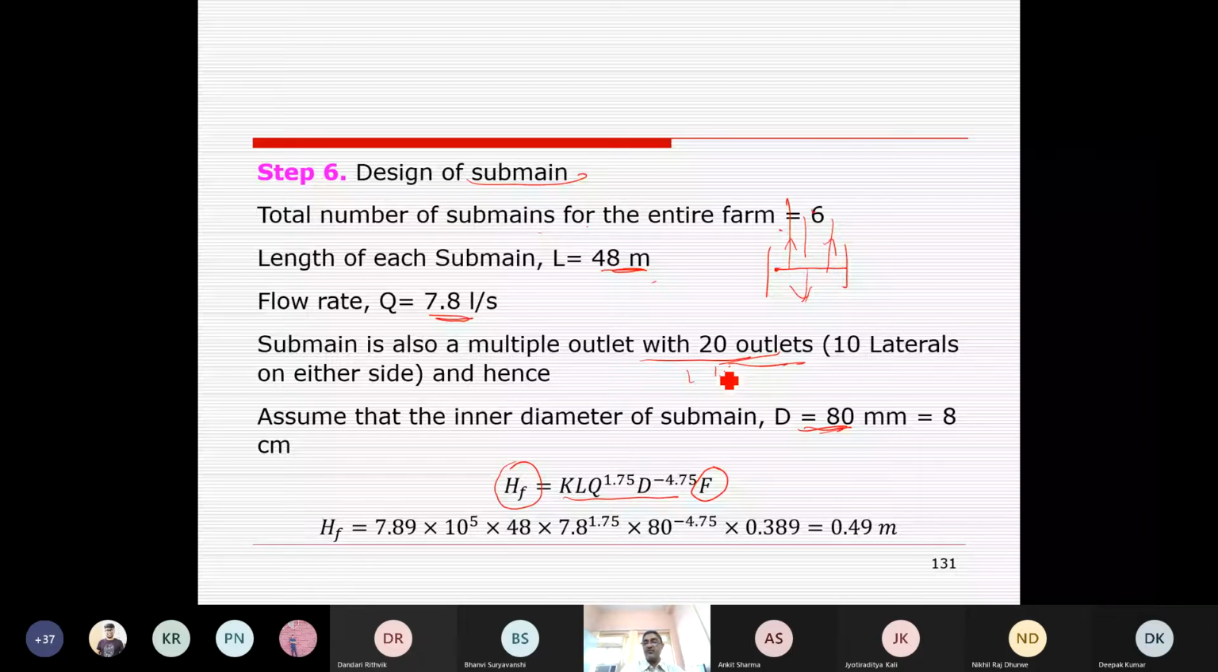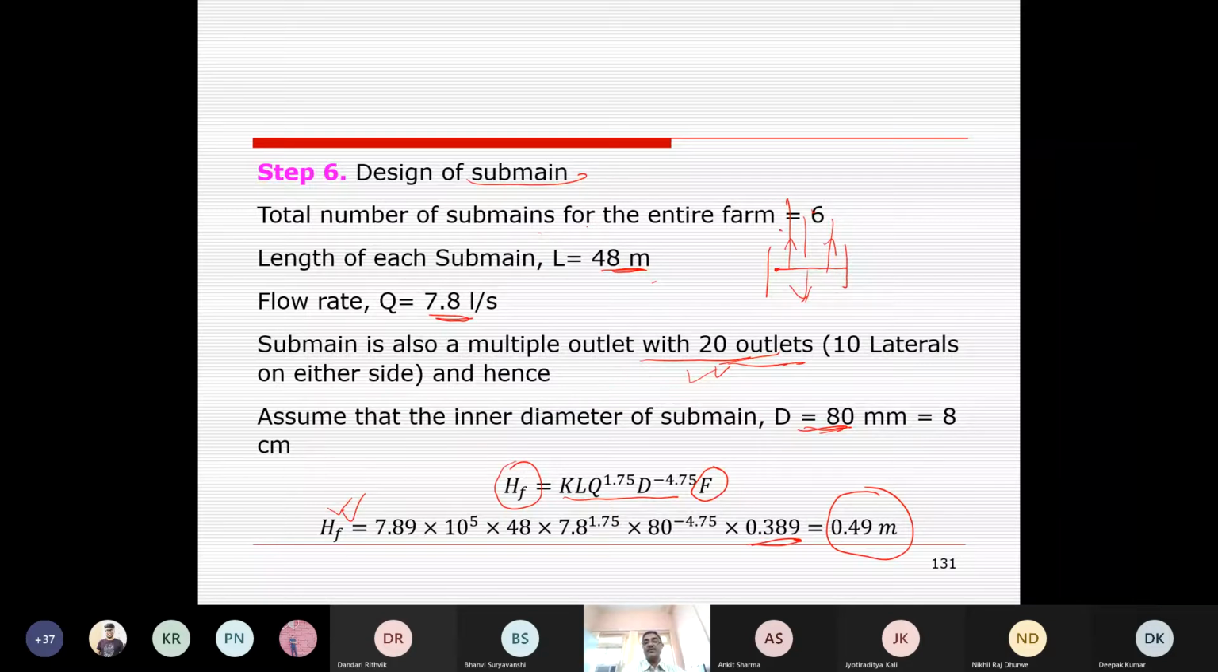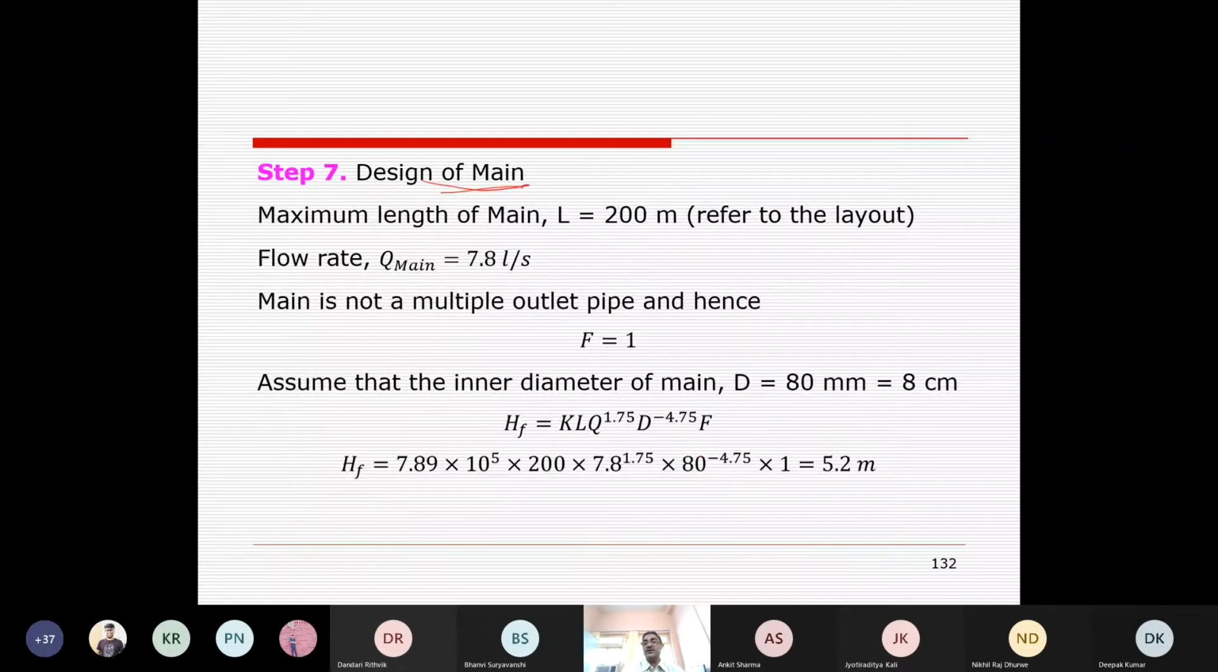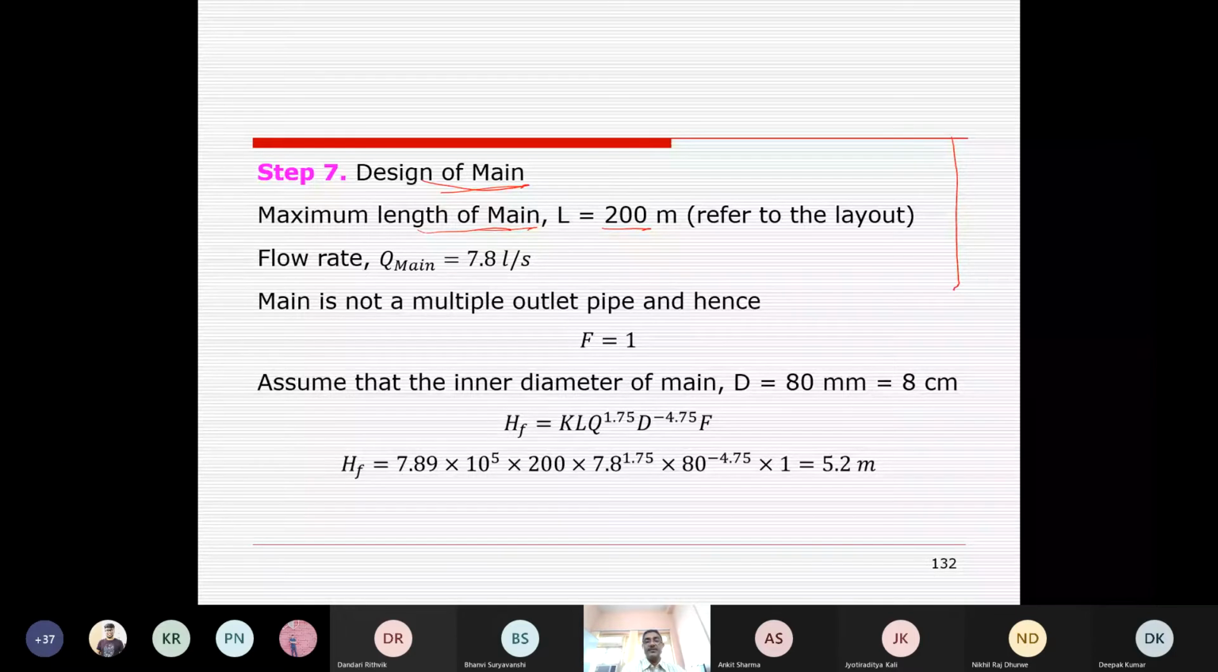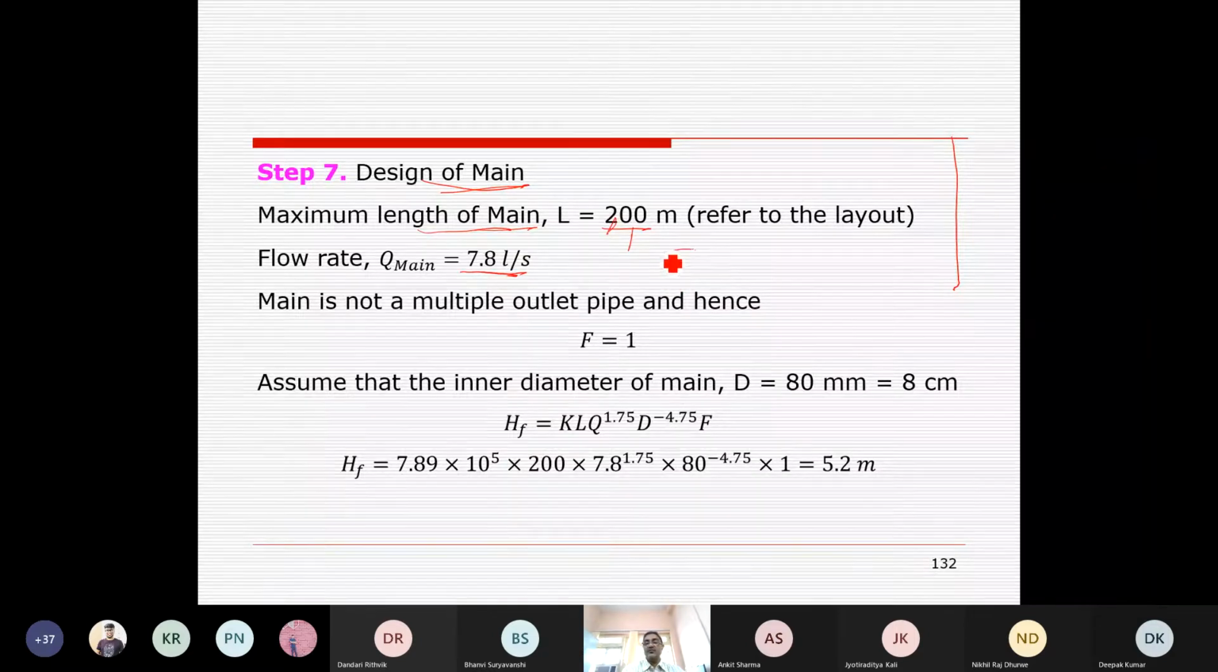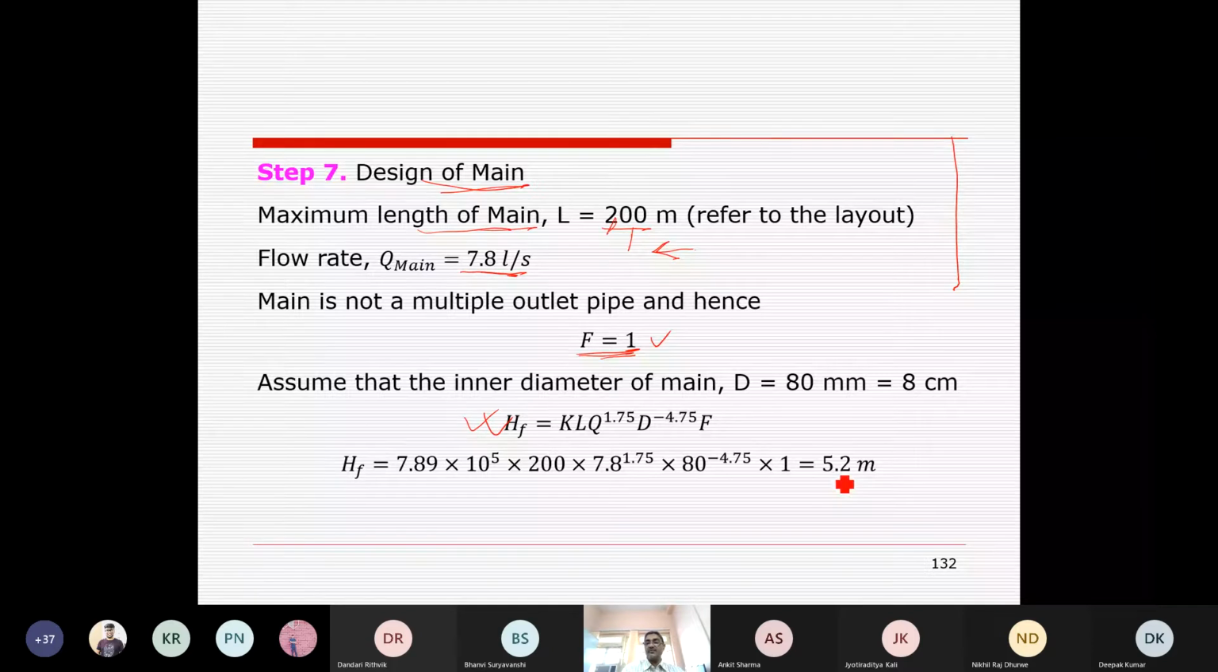and head loss in the submain is coming 0.49 meter. Now it is the design of the main. Maximum length of main, that is 200 meter of the field, we are taking. Flow rate is the same 7.8 liter per second that we need to provide, and it is not multiple outlet but a single outlet that is connected to the submain. So the value of F becomes 1. Head loss we can calculate, that is coming 5.2 meter for an 80 millimeter diameter size of the main line.